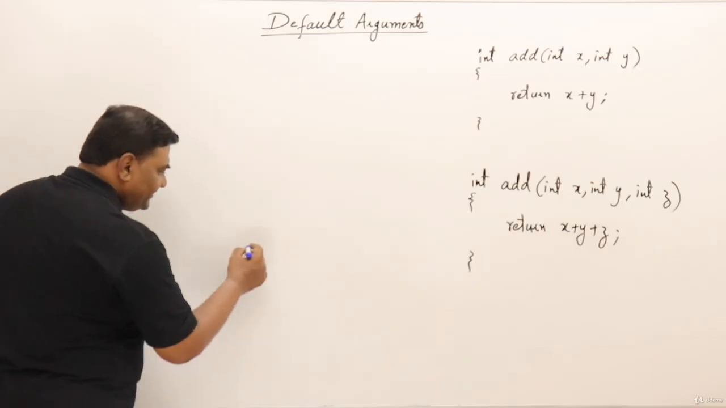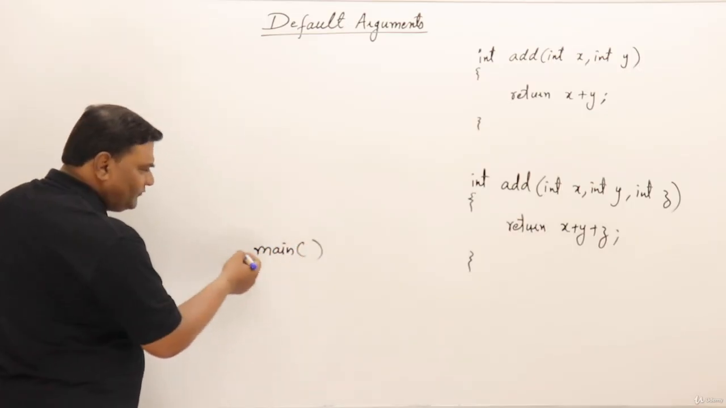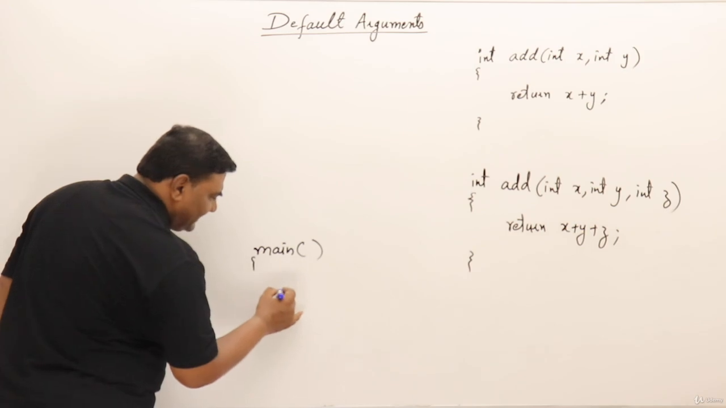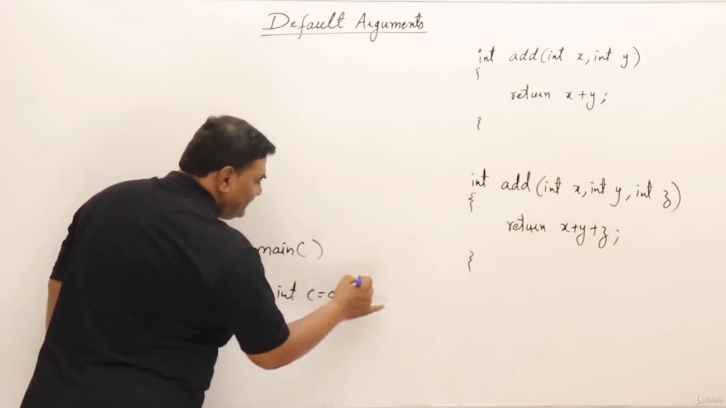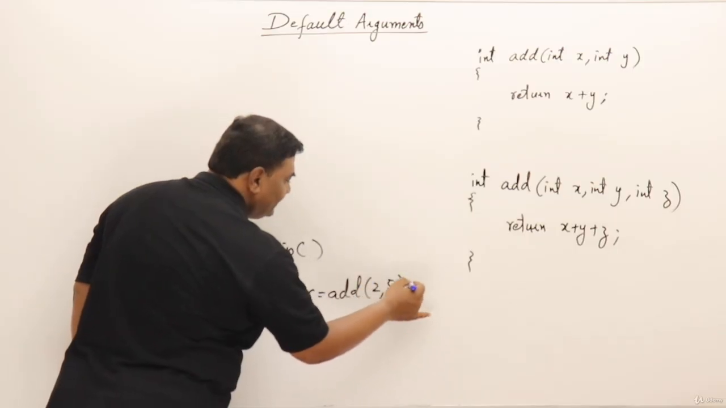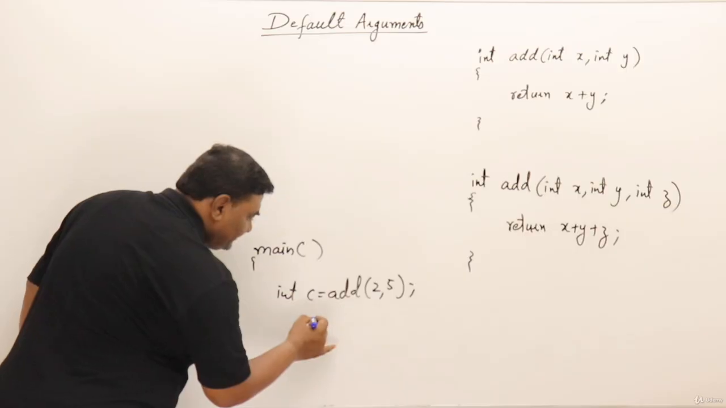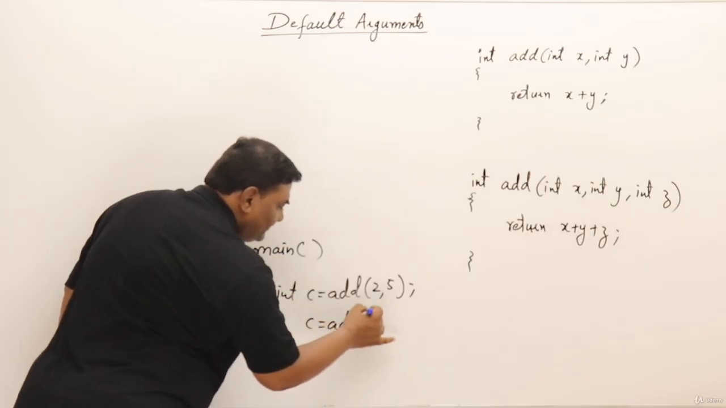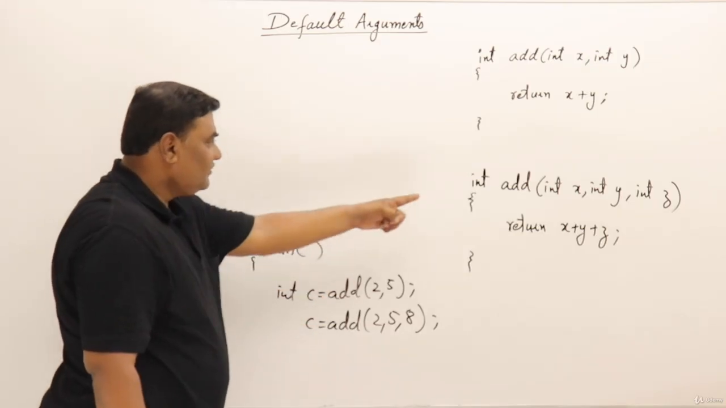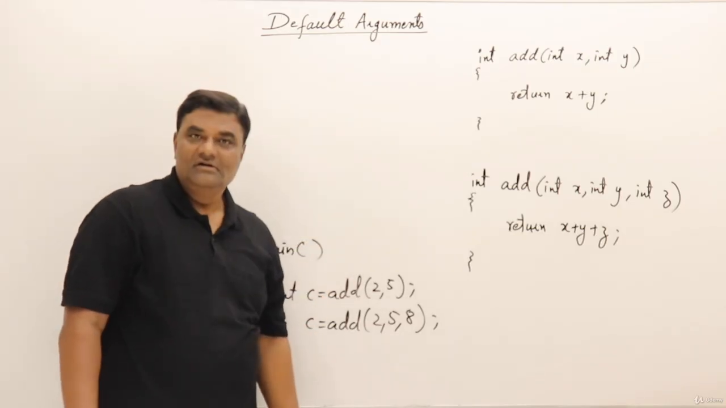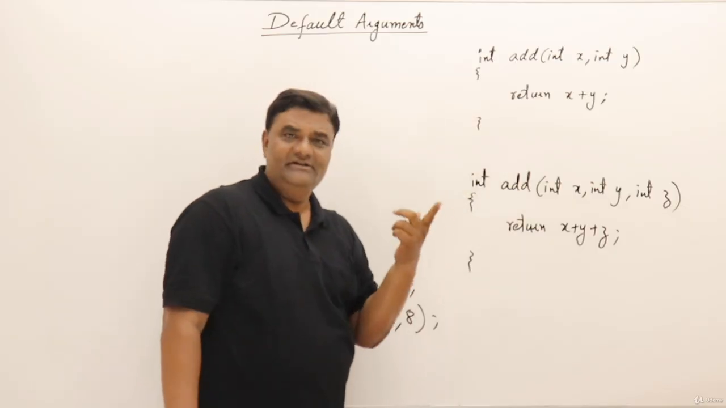So let me write the main function. I'm not writing void in everything. So I will say integer c assign add 2, 5. Which function will it call? It will call the first function. Now c assign add 2, 5, 8. Which function will it call? It will call the second function. So just the number of parameters are different, and their working is a little bit different.